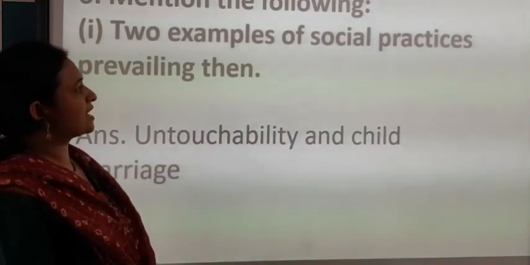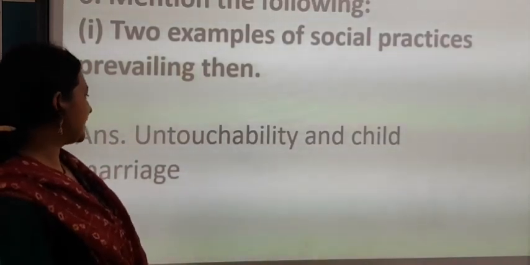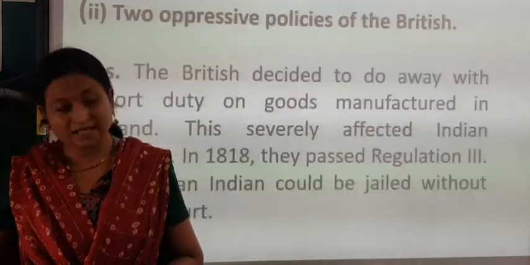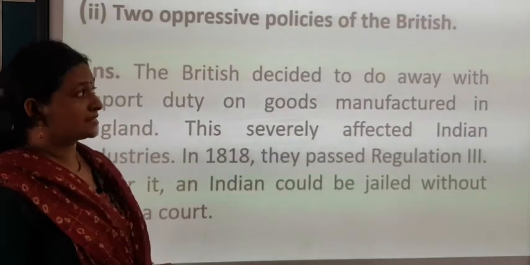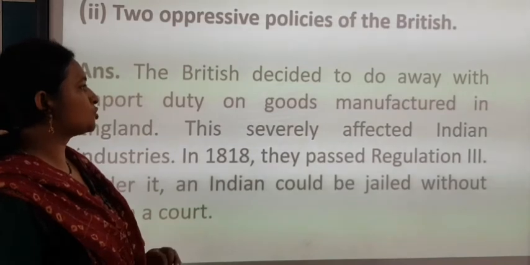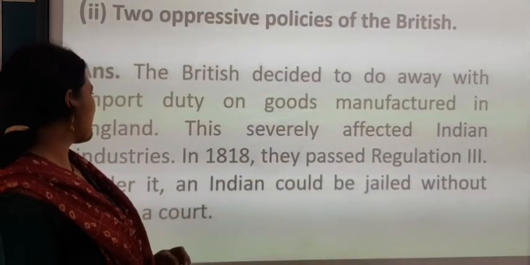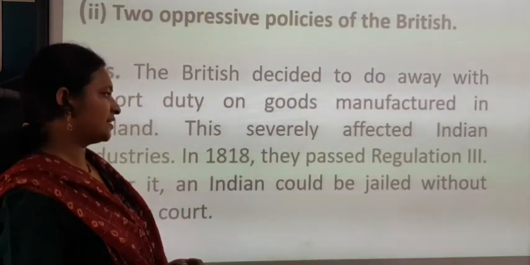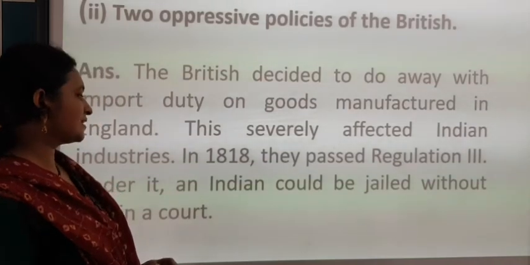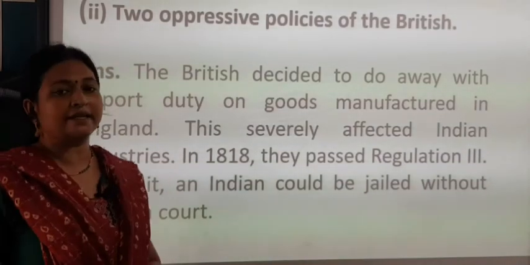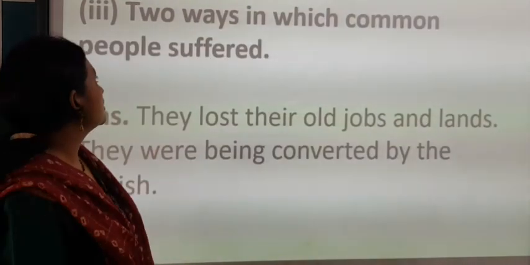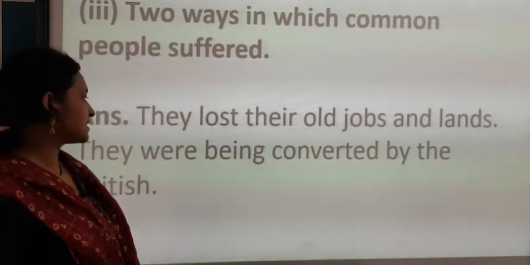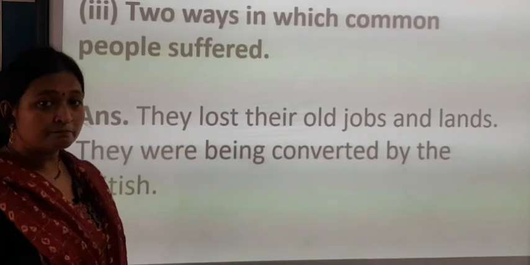Mention the following two examples of social practices prevailing then, that is untouchability and child marriage. You can write any other, but these two were the main ones. Two oppressive policies of the British. The British decided to do away with import duty on goods manufactured in England. This severely affected Indian industries. In 1818, they passed Regulation 3. Under it, an Indian could be jailed without trial in a court. Two ways in which common people suffered, that is, they lost their old jobs and lands. They were being converted by the British.